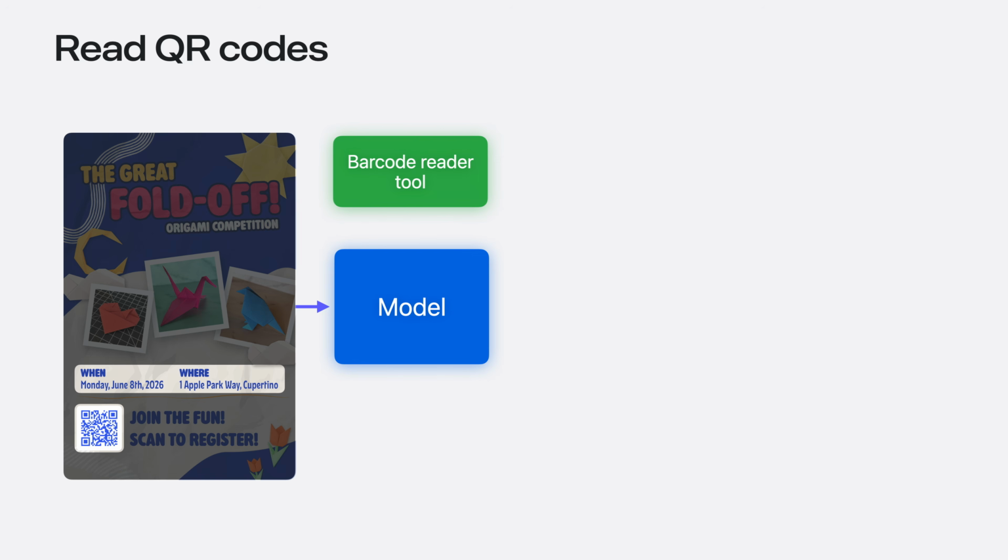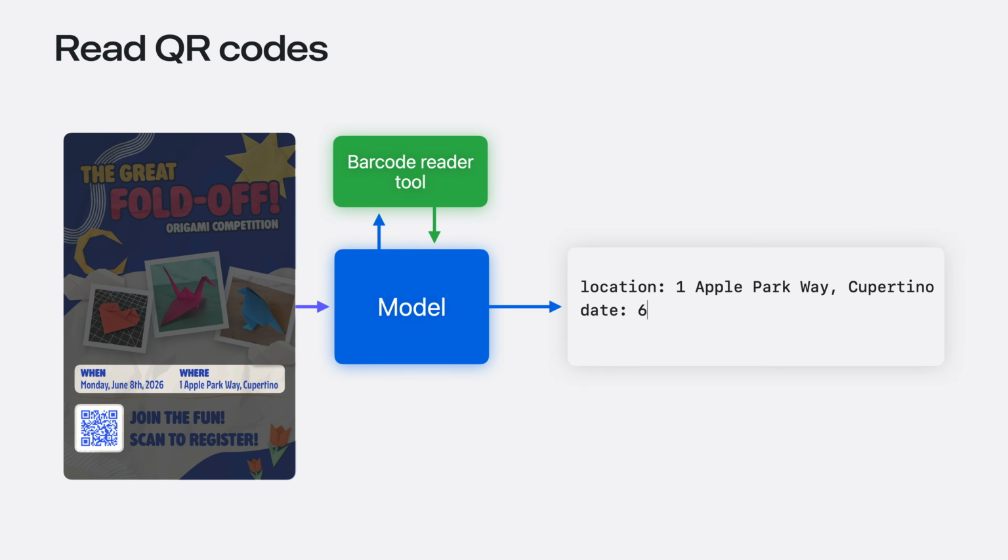Vision provides a barcode reader tool, which will help the model. Now the model can make a tool call to the barcode reader. The tool will analyze the image and return the website from the QR code. Now the model can read all of the information correctly.